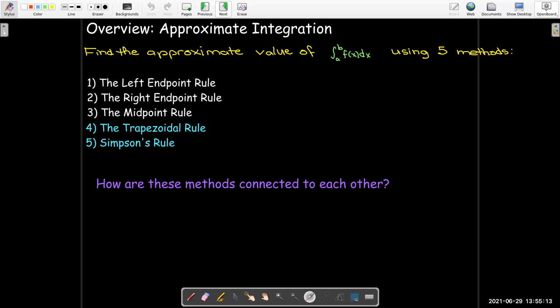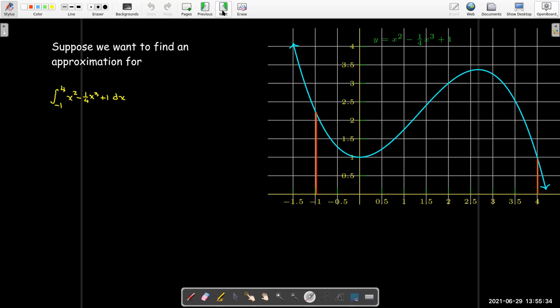We'd like to know how these methods are connected to each other. And we'd like to determine error bounds for at least some of the methods, meaning that we know we have an approximation. Do we have an idea, without knowing the exact value, what kind of error we could expect in that approximation? So here I have just a nice cubic polynomial, and we're going to use this as our example problem to estimate the value of the integral of this function between negative 1 and positive 4.